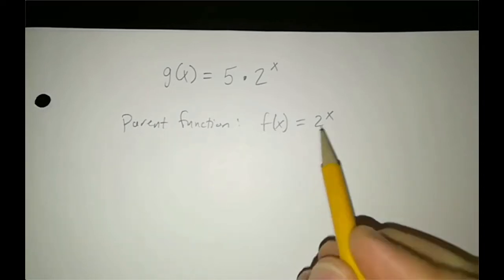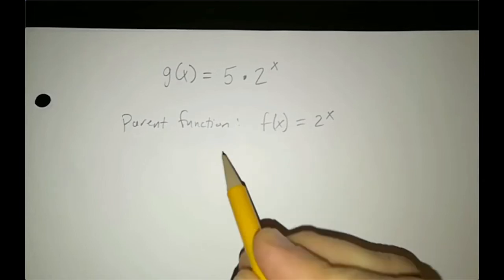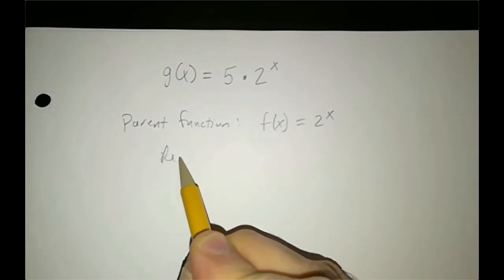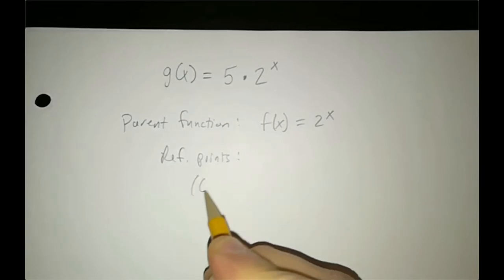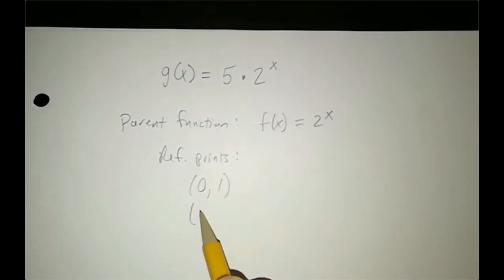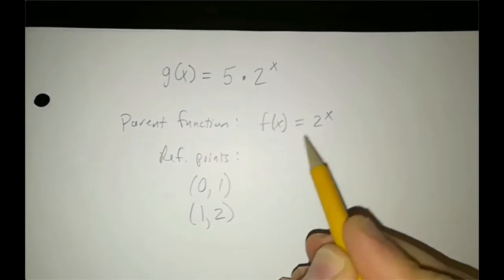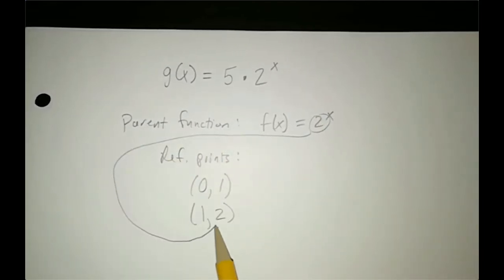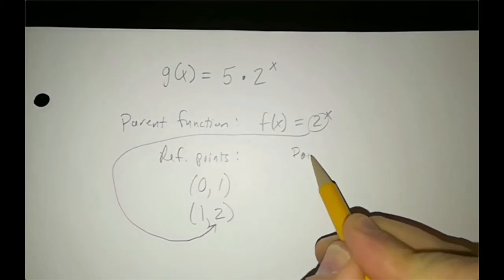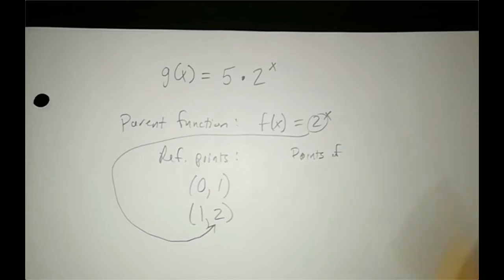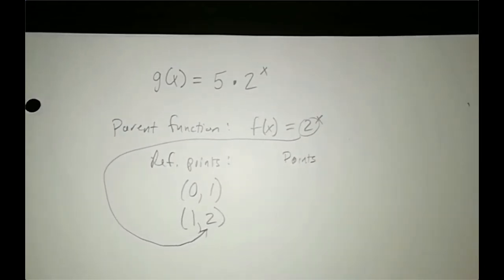So, all right, and so that means our reference points are going to be (0, 1), and then (1, 2), because this is 2, right? Okay, so then what points would we have on the transformed, so points on g of x?